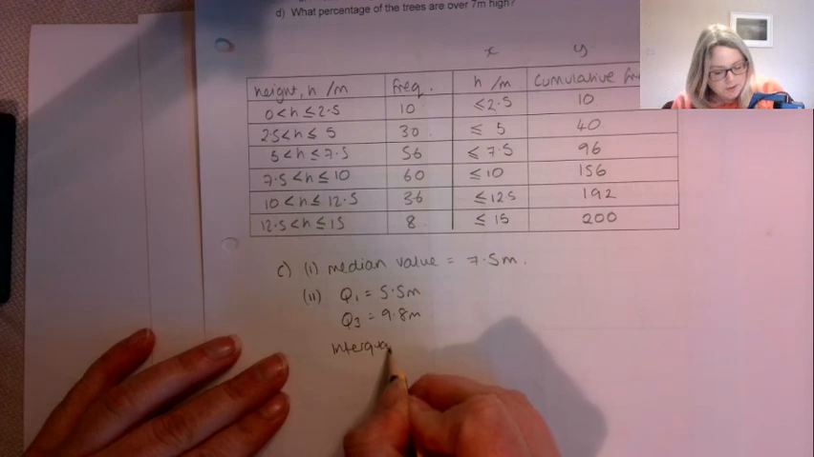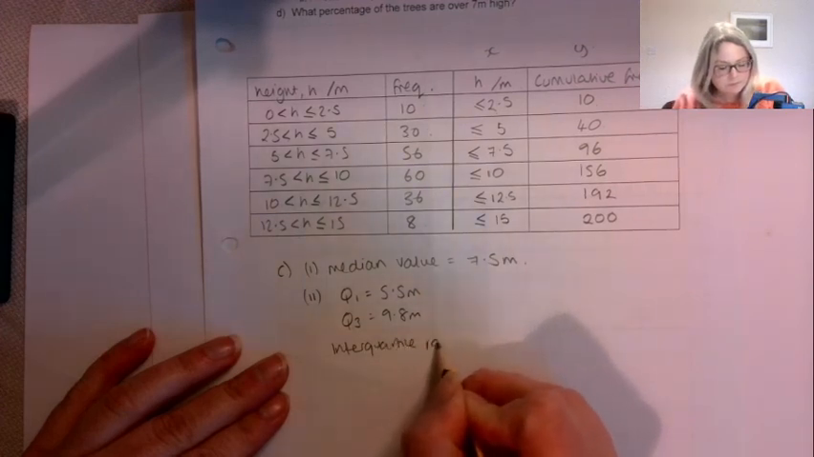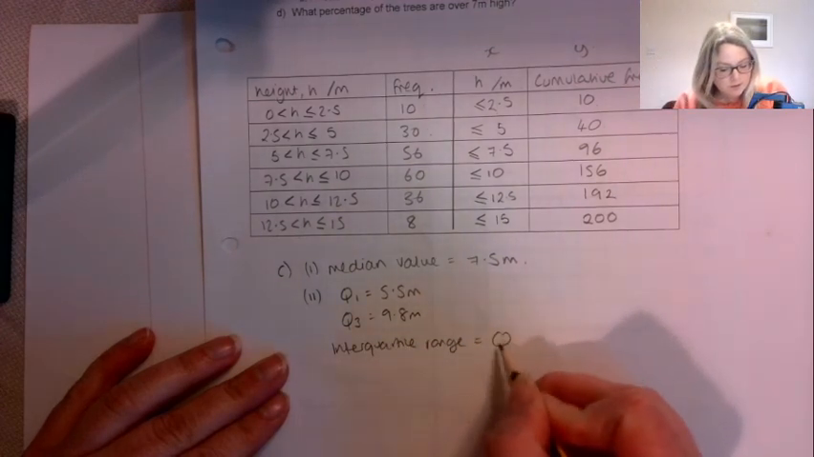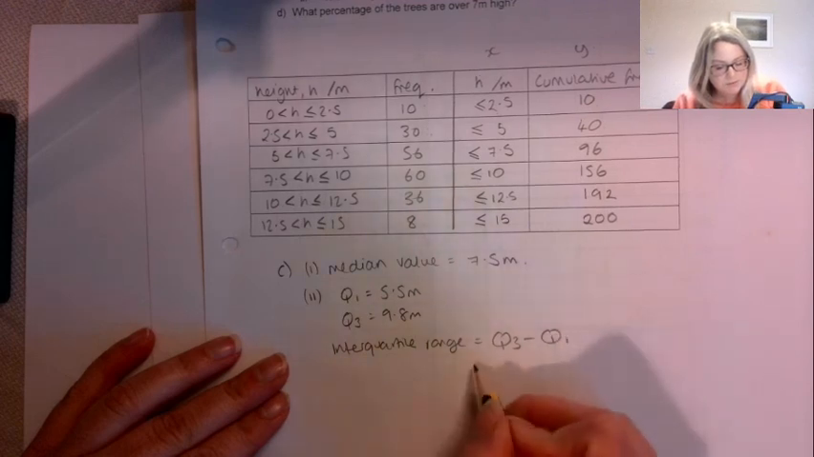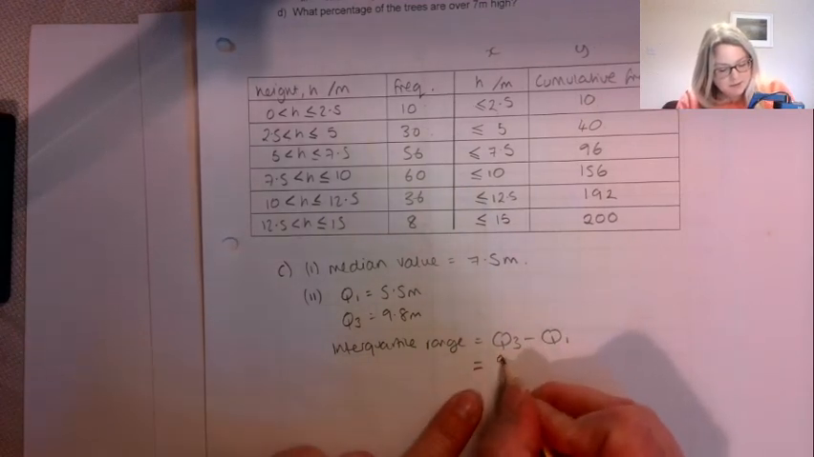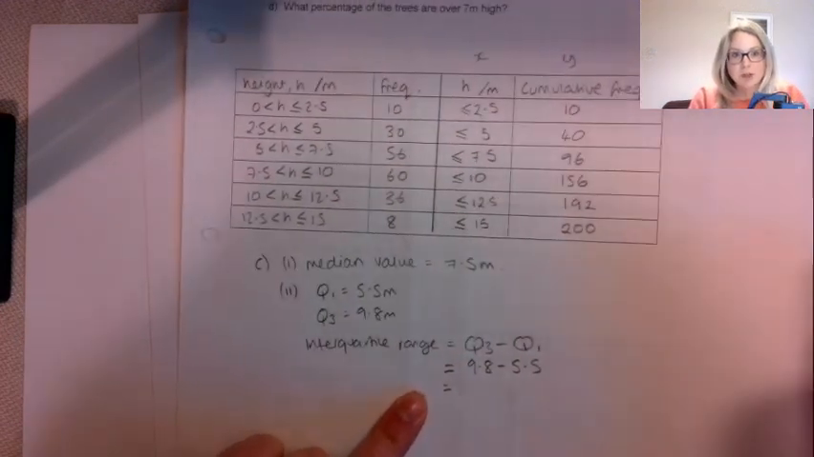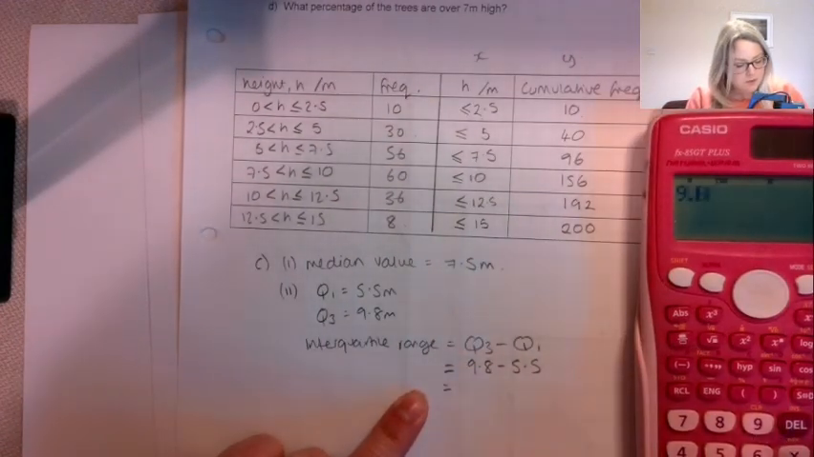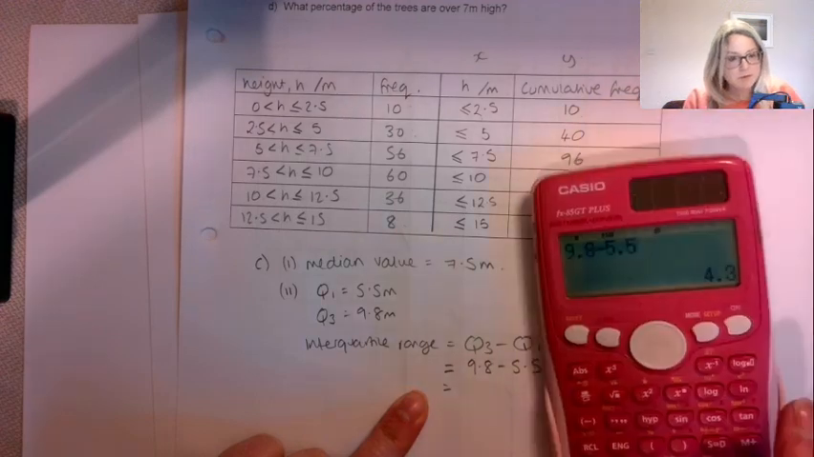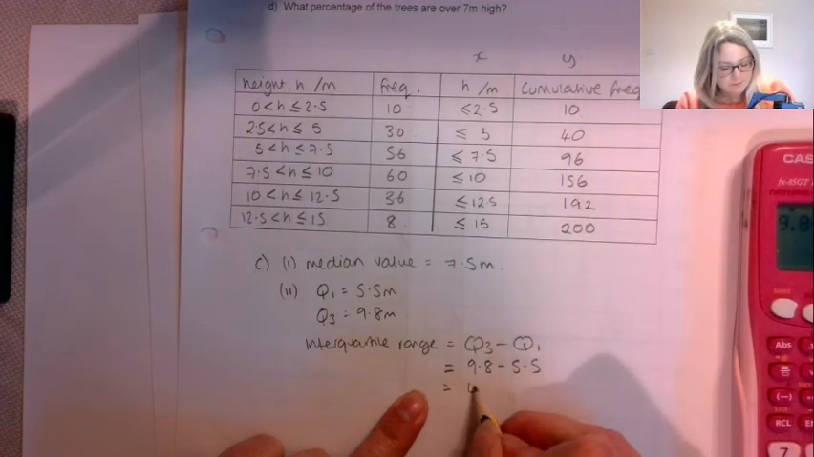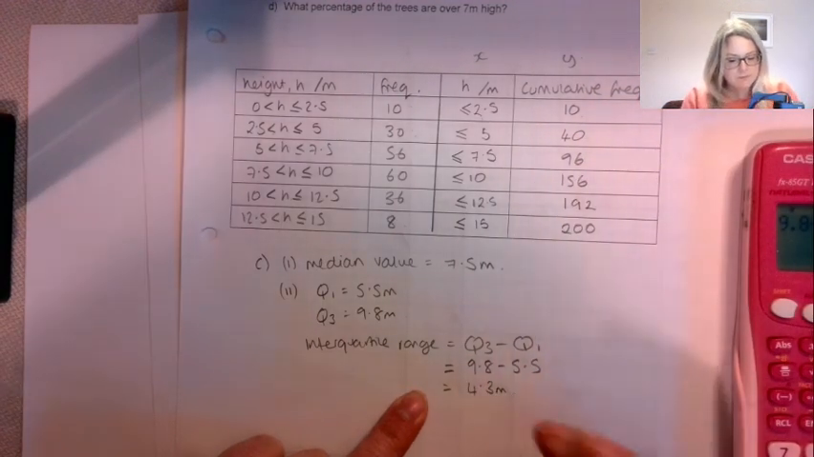So interquartile range is Q3 take away Q1. So for me, that's 9.8 take away 5.5. Remember, if your values are coming out different, you use yours. So 9.8 take away 5.5 gives me 4.3. Okay.